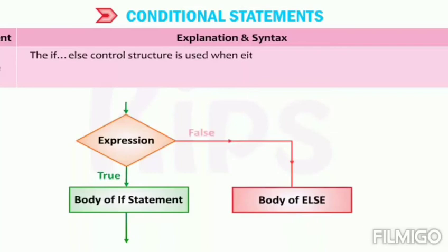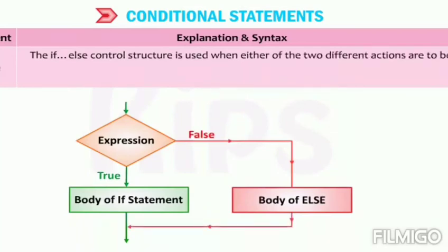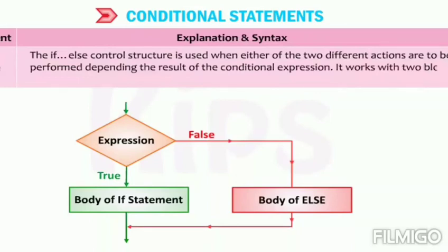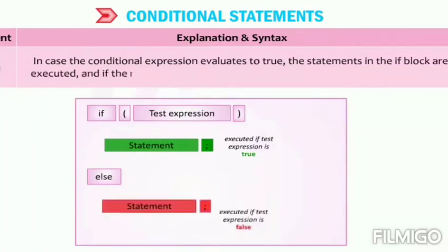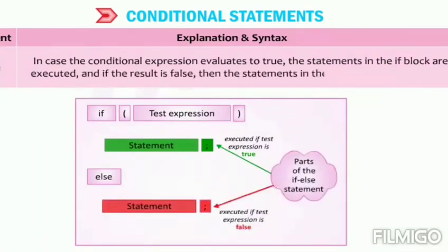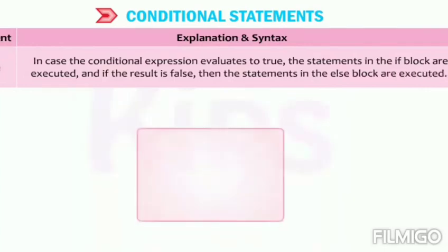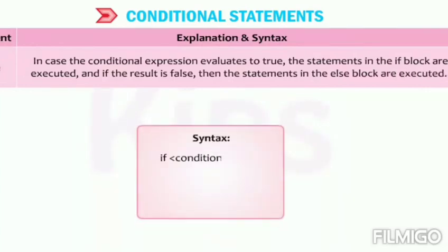If-else. The if-else control structure is used when either of two different actions is to be performed, depending on the result of the conditional expression. It works with two blocks, if and else. In case the conditional expression evaluates to true, the statements in the if block are executed, and if the result is false, then the statements in the else block are executed. Syntax: if condition, statements set 1, else, statements set 2. Example: program.